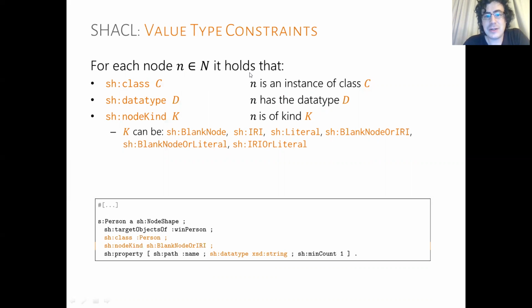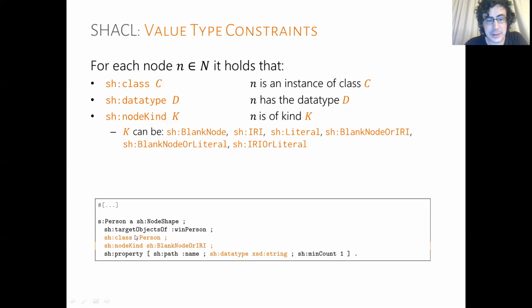So for each node, what we want to say is that each of them is an instance of a class C. So we can constrain some nodes to be all instances of class C, to all have a certain data type D, or to be of a certain kind. So what do I mean by a kind? I mean like a blank node, an IRI, a literal. We even have these options of blank node or IRI, blank node or literal, IRI or literal. Okay, so we might ask, why isn't there blank node or IRI or literal? Because that would be equivalent to no constraint.